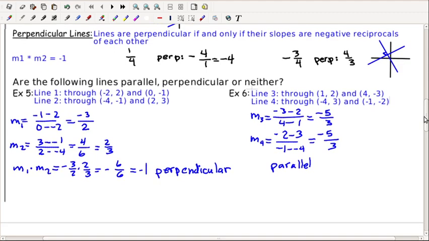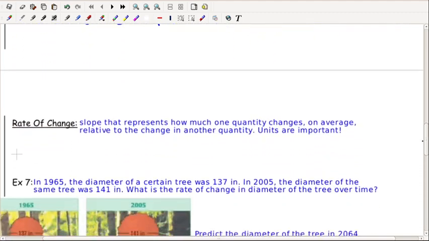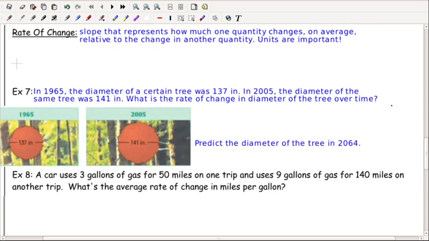So far, so good? Awesome. All right, so with linear functions, we talk about slope. With other functions, we can still find what we call the rate of change, which is just kind of the average slope between 2 points. It uses essentially the same equation as slope, and represents how much one quantity changes on average relative to a change in another quantity. Units are important in this case.